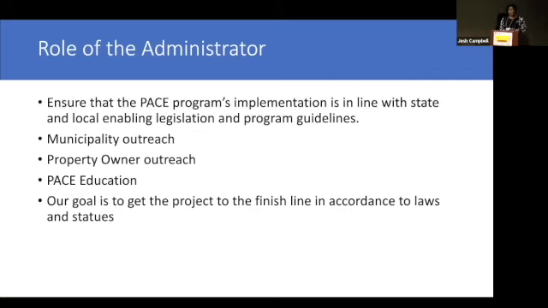The role of us as administrators is ensuring that the PACE program's implementation is in line with state and local enabling legislation and program guidelines. We also do municipality outreach, property owner outreach, and PACE education, aka the PACE Summit, as well as other things. Our goal is to get the project to the finish line in accordance with the laws and the statute.